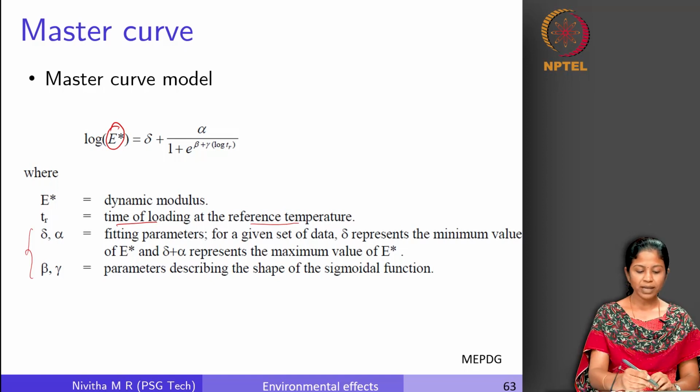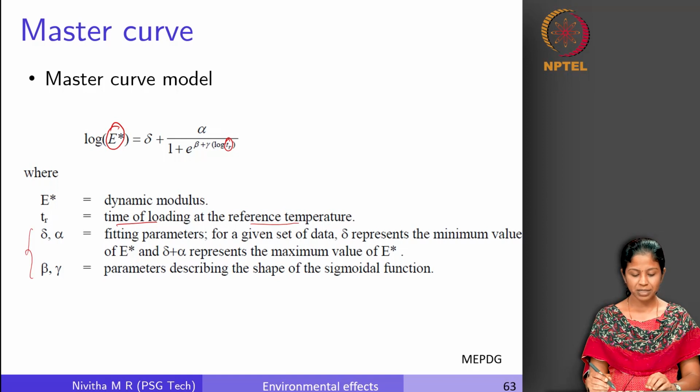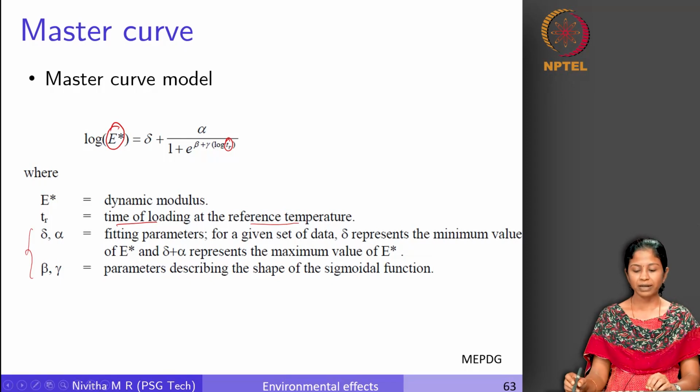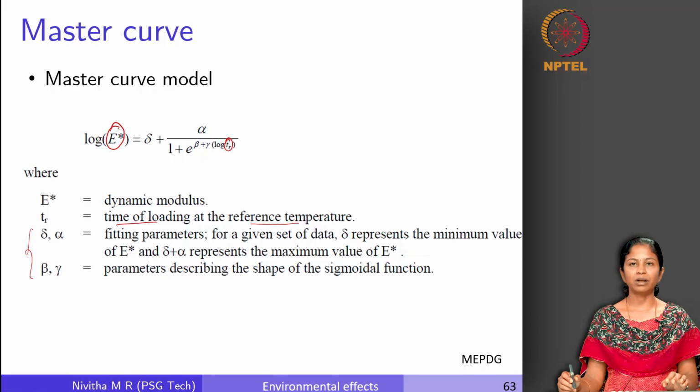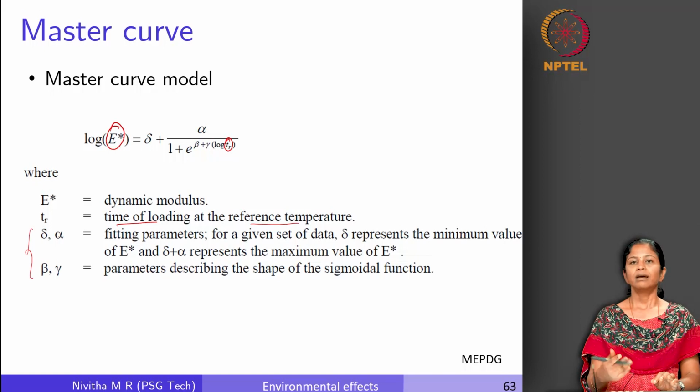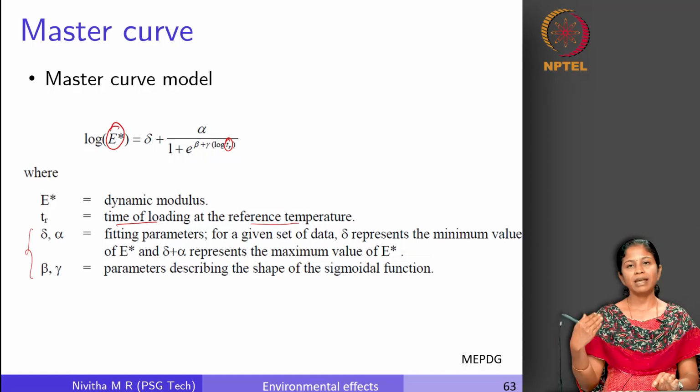So if we want to know the dynamic modulus, we just have to know the temperature and the time of loading at the reference temperature, and use all these fitting parameters. We will be able to predict the dynamic modulus, right. So this model is used in MEPDG to compute dynamic modulus, and it is fit using this master curve. Then for any given temperature, any given loading, we will be able to arrive at the respective dynamic modulus.